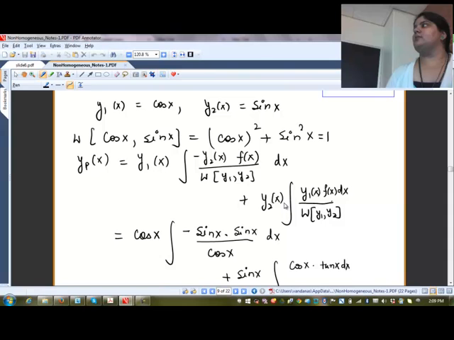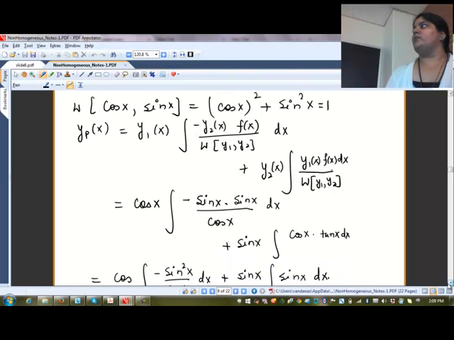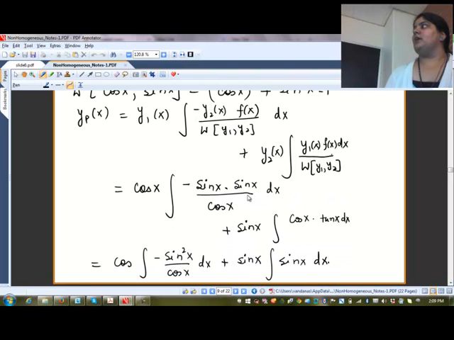The next term, y2 is sine x, y1 is cosine x, and then you have function f(x) is tan x, divided by the Wronskian, which is 1. So as you can see, here you have sine square x over cosine x, and here you will have sine over cosine, and cosine gets cancelled, just sine. So this is the expression eventually you get. Now you just have to integrate. This is easy to integrate.